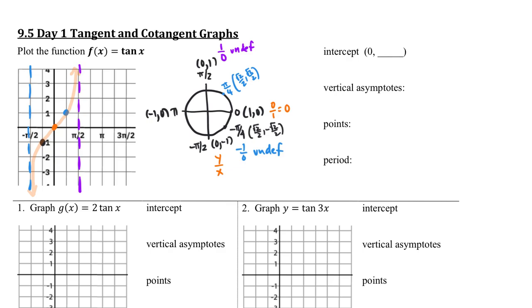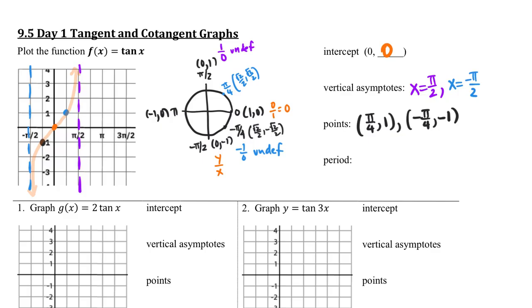So I'm going to write down some important information about the graph. There's an intercept at 0, 0. There's a vertical asymptote at x equals pi over 2 and x equals negative pi over 2. Okay, and then the ordered pairs I used in addition to the 0, 0 was this point and this point. So the tangent of pi over 4 was 1. So at pi over 4, 1. And then I went to negative pi over 4, and I got negative 1.